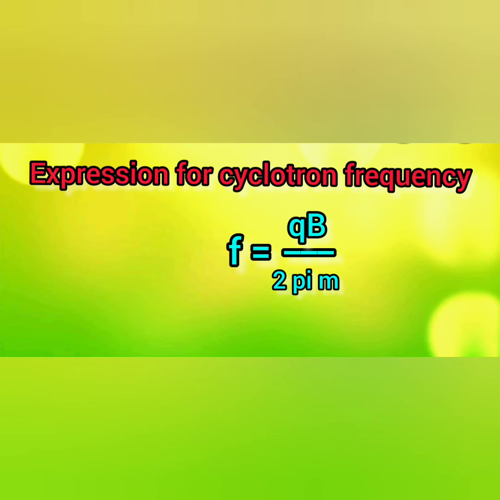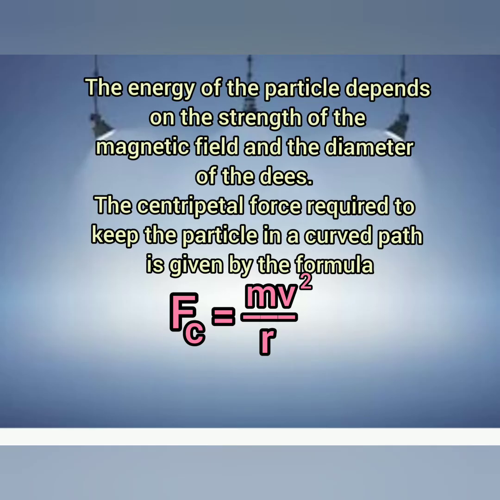B is the magnetic field strength. q is the electric charge of the particle. m is the relativistic mass of the charged particle. Next, let us learn the expression for particle energy.